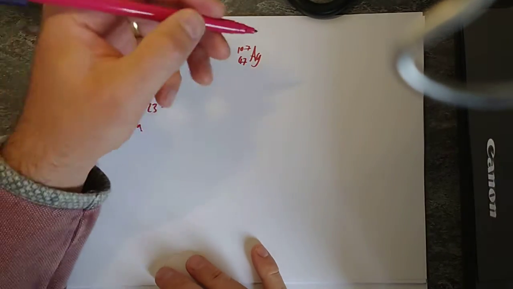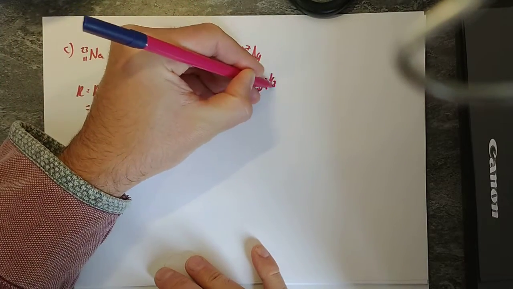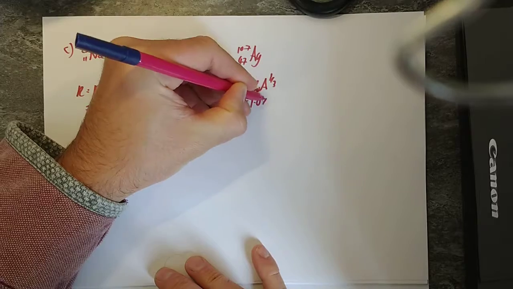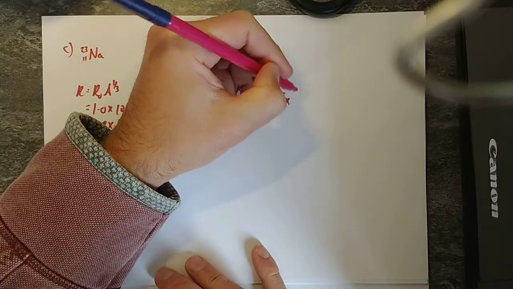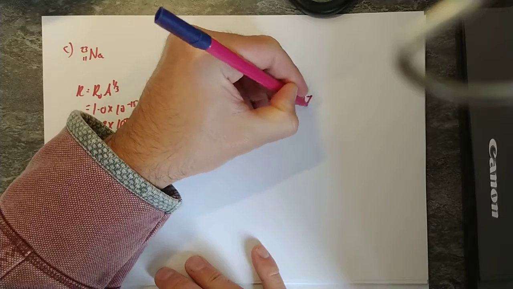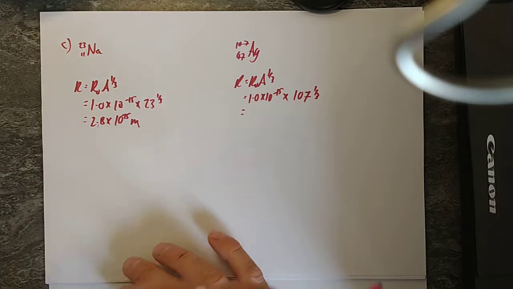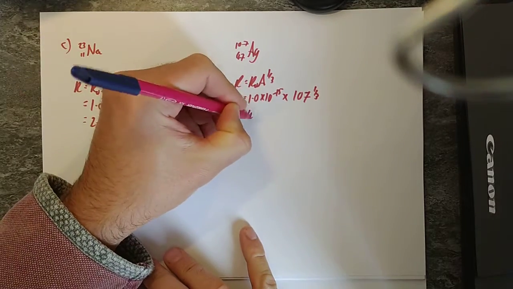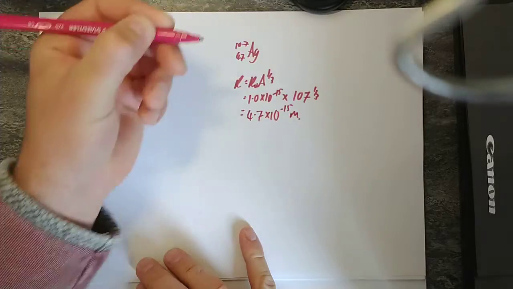Do the same for silver here. R equals R naught A to the power of a third, 1.0 times 10 to the minus 15 multiplied by 107 to the power of a third, and you should get 4.7 times 10 to the minus 15 meters.